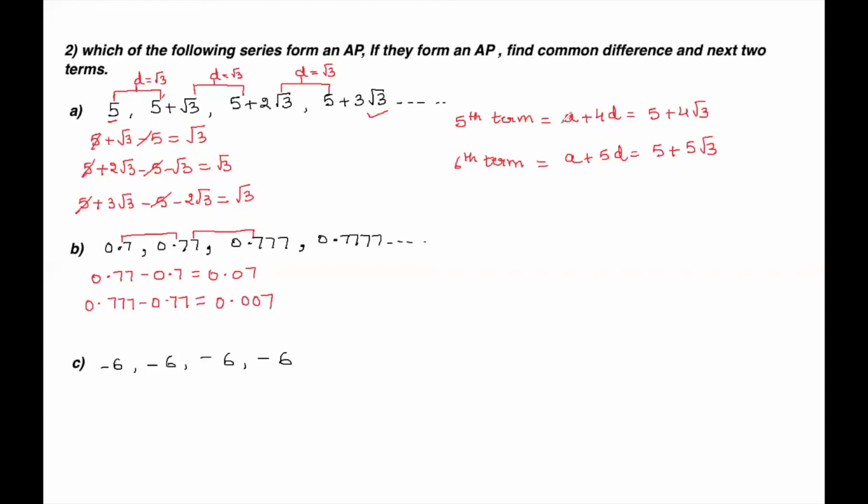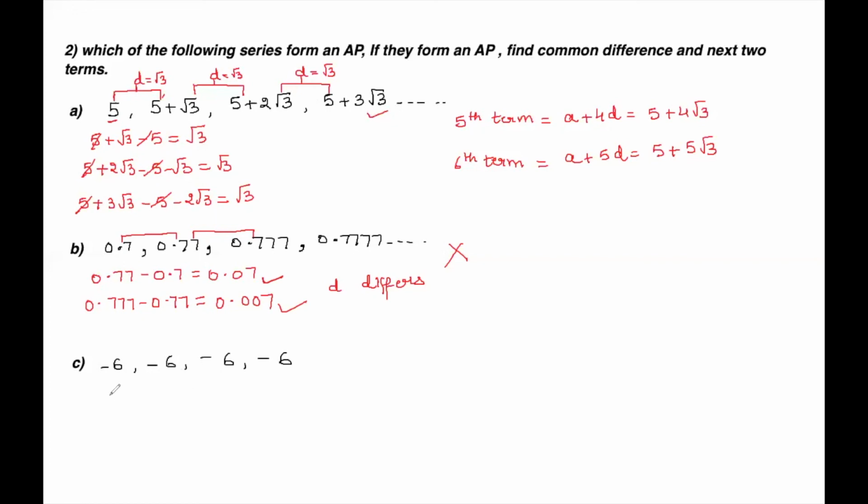Now note here that this and this value differ, right? Therefore the value of d differs. So this series is not an AP. If this series is not an AP, we don't need to find the next two terms. Okay, so we'll move on to part C.